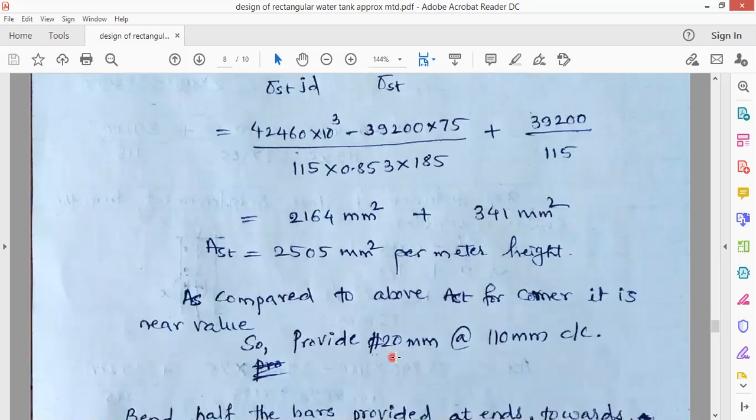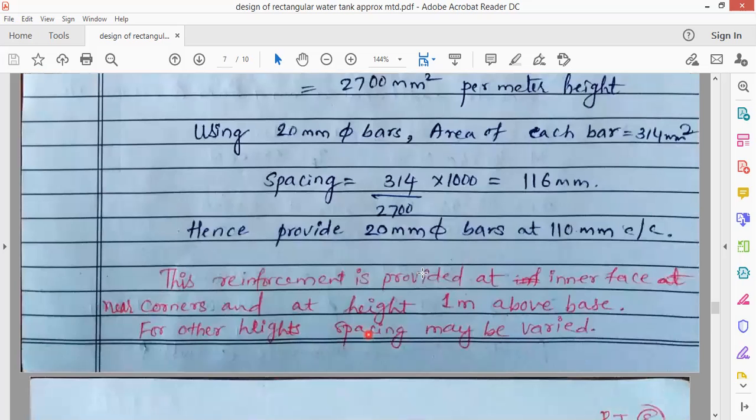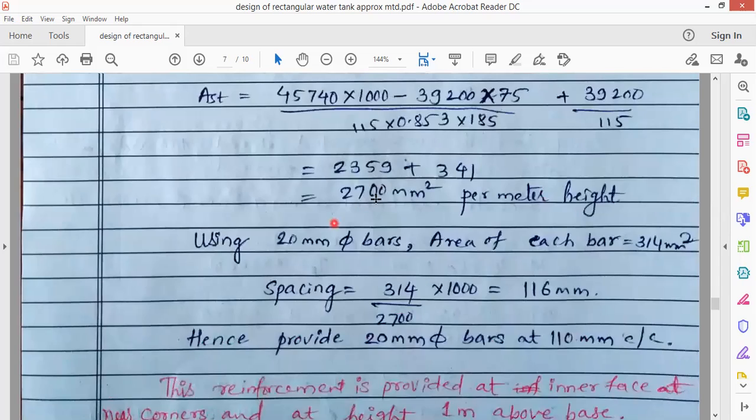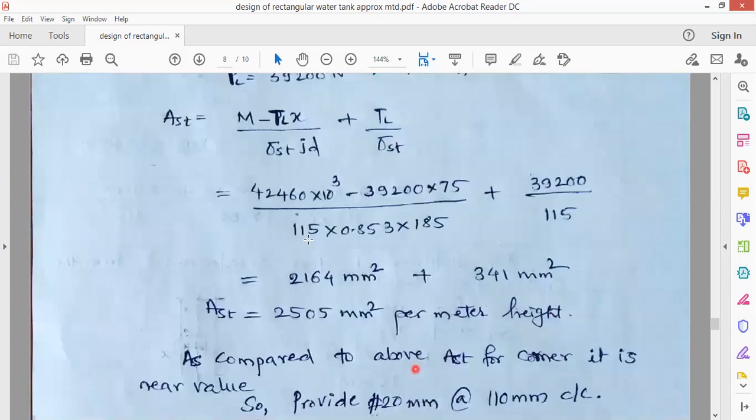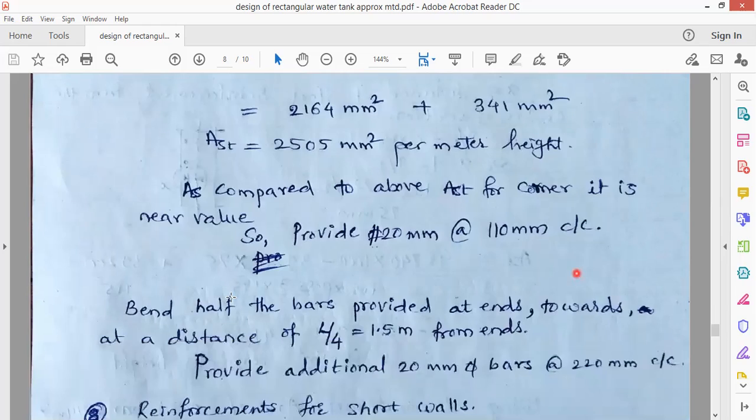So using again 20 mm dia bars, as this value is similar to the steel provided at the corner. So you can see here it is 2700 and here it is 2500. So I can provide the same spacing and same reinforcement bars here. So provide 20 mm diameter bar at a spacing of 110 mm center to center.